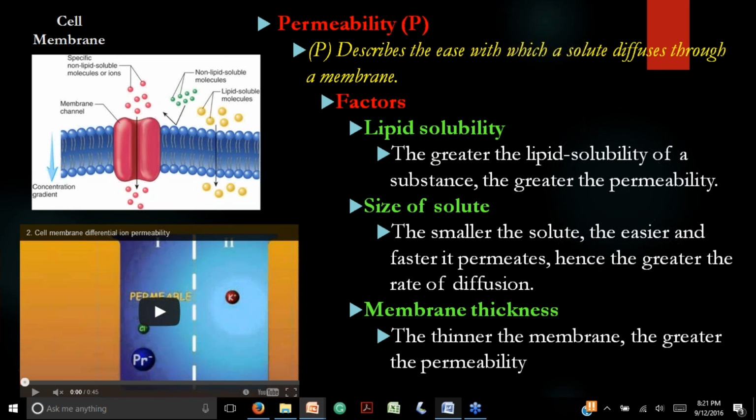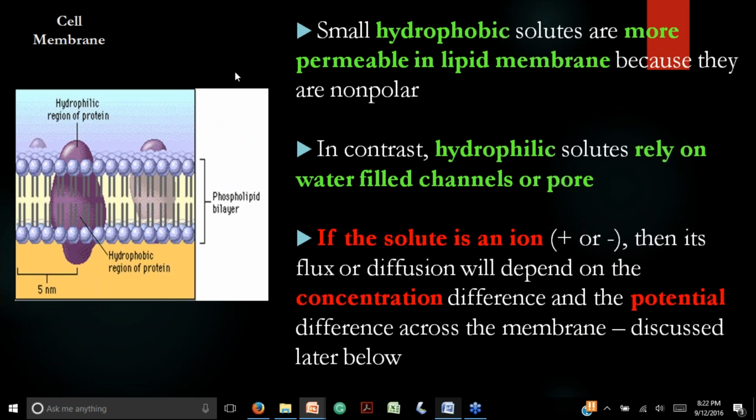The size of the solute: the smaller the solute, the easier and faster it permeates. So for example, we have sodium and potassium. Sodium is smaller than potassium. If you remember the periodic table, potassium is a little bit lower, with more neutrons and protons. Anyhow, another factor that affects the permeability is the membrane thickness. The thinner the membrane, the greater the permeability.